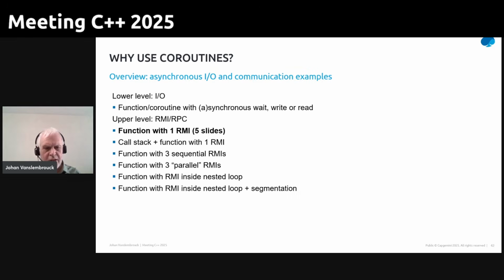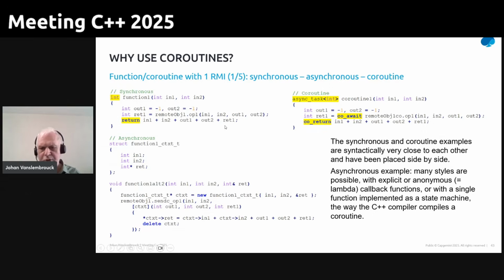Now we're going to go to RMI. In fact, RMI, you could say at a lower level, is also using write and read, or even open, write, read, and close, because that's what you need for implementing remote method invocation or remote procedure call. This example is still small enough to have the code on one slide. So we have the synchronous style, the coroutine style. So I've put them side by side.